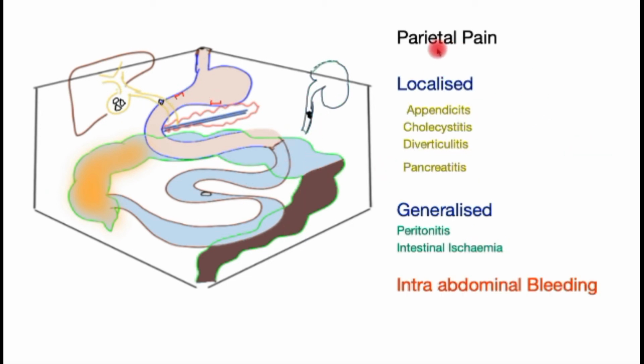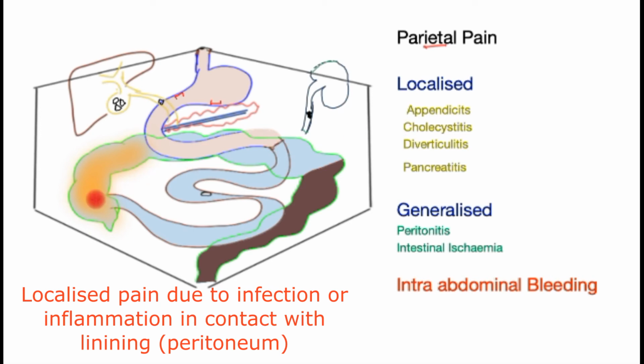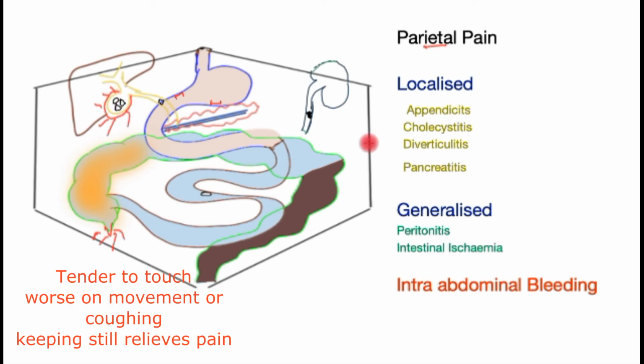Parietal pain will cause significant local or generalized pain depending on the cause, and is worsened by coughing, moving, laughing. Patients tend to lie very still and tend to guard the area that is most at pain. Some examples are appendicitis over here, cholecystitis, the gallbladder with stones. When that gets inflamed, you get pain in the right upper quadrant.